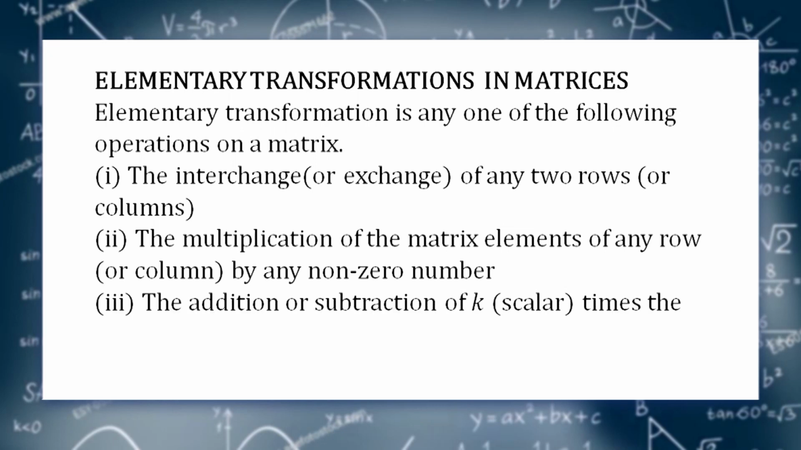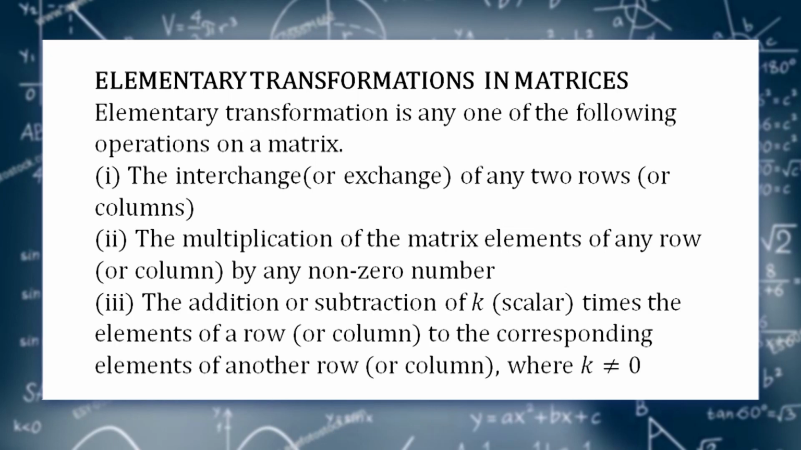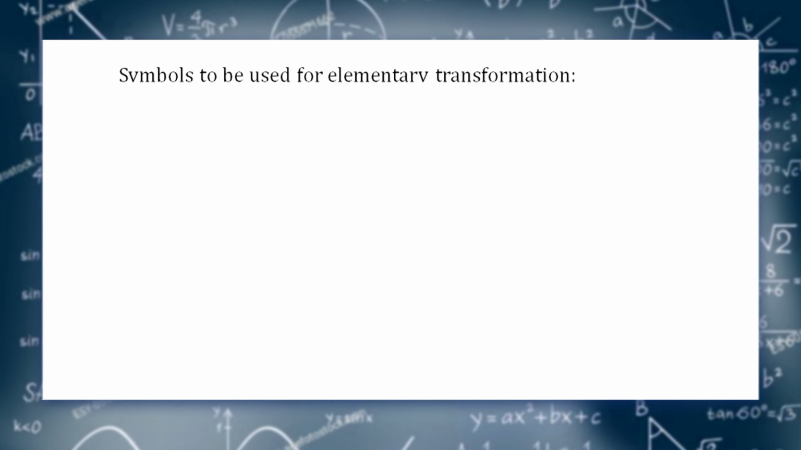Third and last elementary transformation is the addition or subtraction of a scalar quantity, suppose k, times the elements of a row or column to the corresponding elements of another row or column. Remember, here the scalar quantity k is not equal to 0.